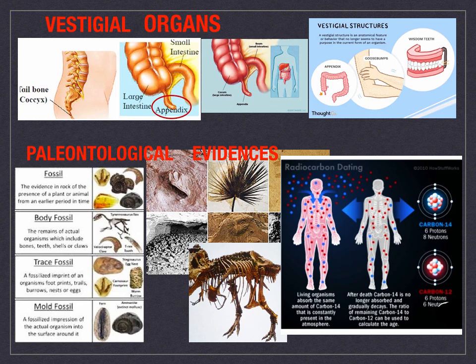By calculating the following three aspects, the age of a fossil can be determined. The first one is the time passed since the death of the plant or animal. The second one is the measurement of radioactivity of C14. The third one is the ratio of C14 to C12 present in the body.